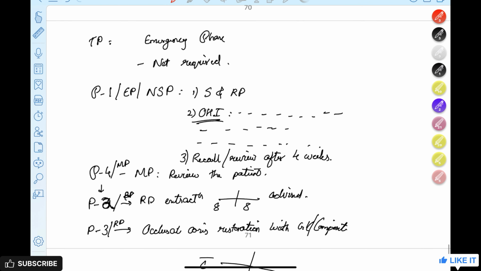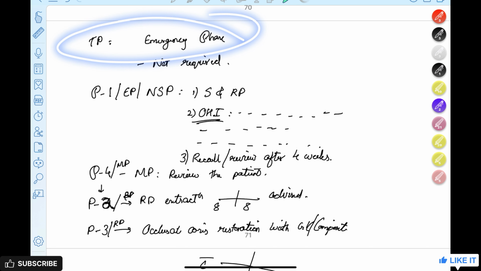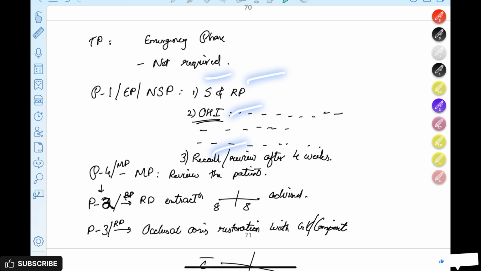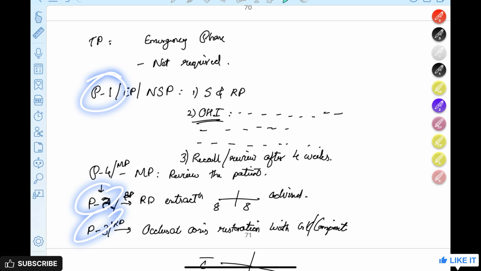So this is how you are supposed to write the treatment plan. Emergency phase not required, phase 1 etiotrophic phase, non-surgical phase, scaling and root planing, oral hygiene instruction, recall or review after 4 weeks, phase 4 maintenance phase. Remember, the patient has to go in the maintenance phase irrespective of which phase he is going, phase 1, phase 2, phase 3, he has to come to the maintenance phase.